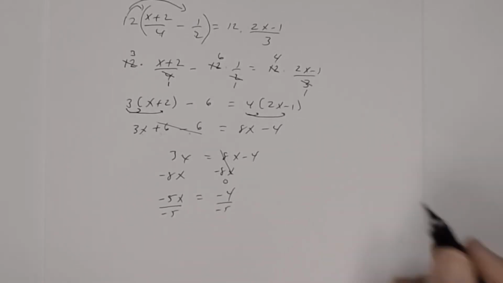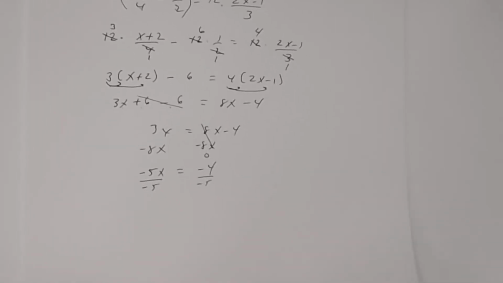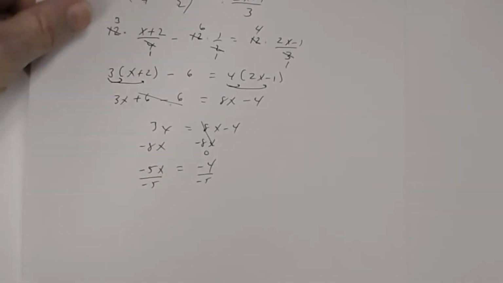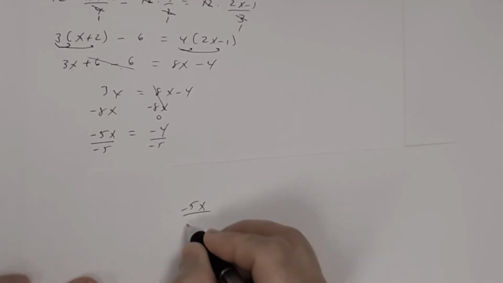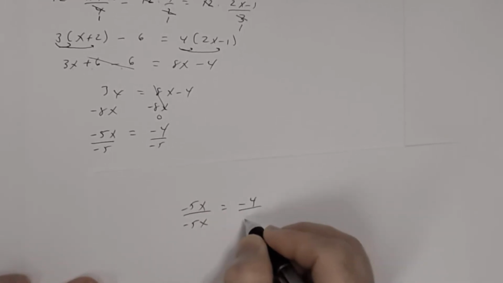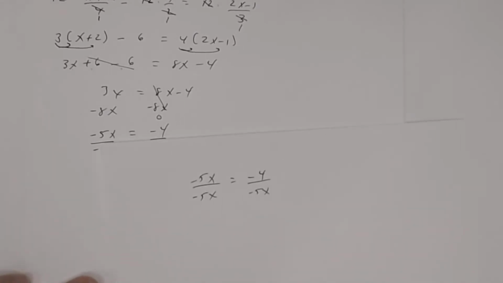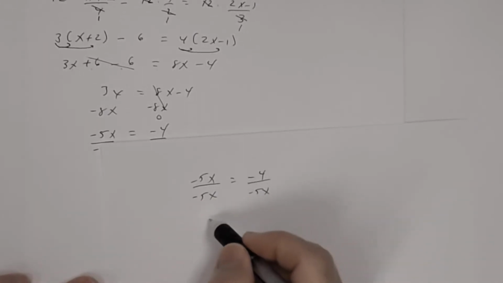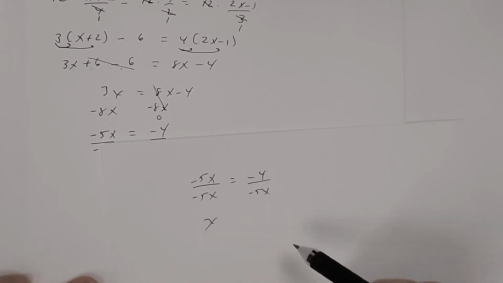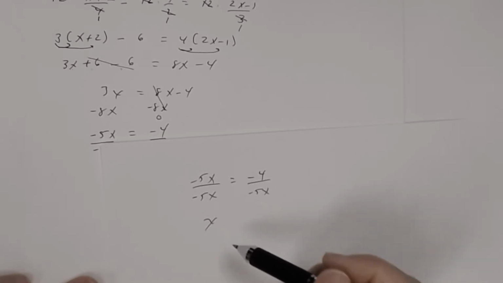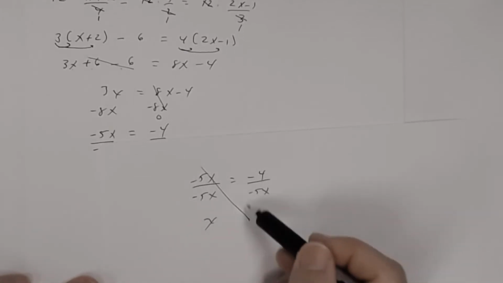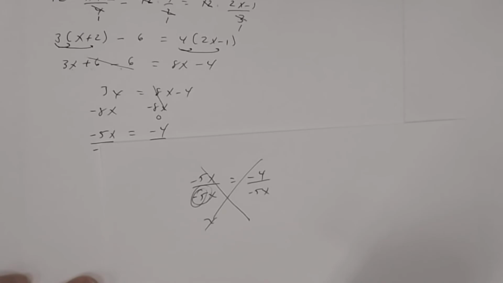So many students will say, I'm just going to go ahead and put that on another sheet so you can see. It is very common. I see this quite often where some students are going to say, right here, negative 5x divided by negative 5x equals negative 4 divided by negative 5x. And so they say that this right here is x. That's not true. This is not x any longer. Anything divided by itself is 1. So you've got to be careful. Don't do that. Only divide by the coefficient. Don't divide by the variable.